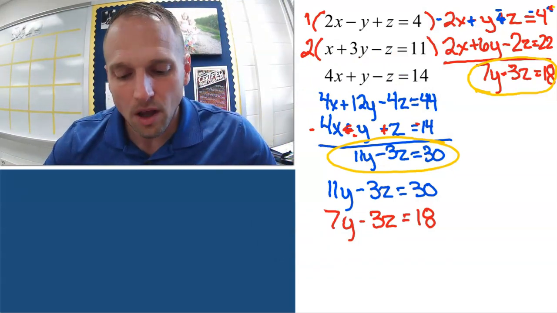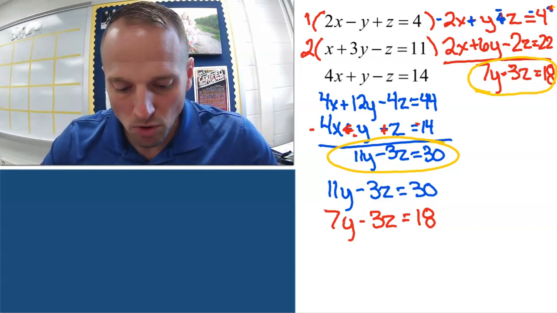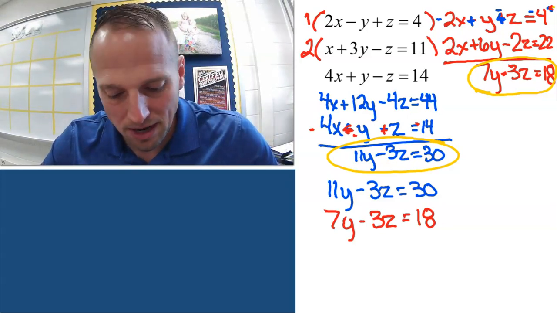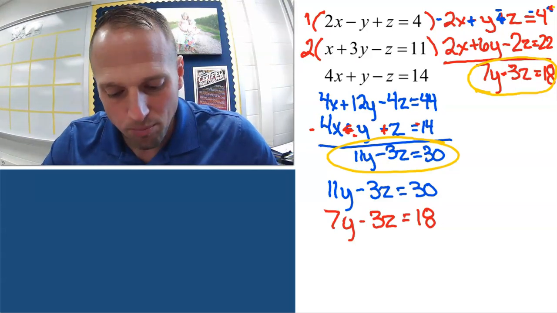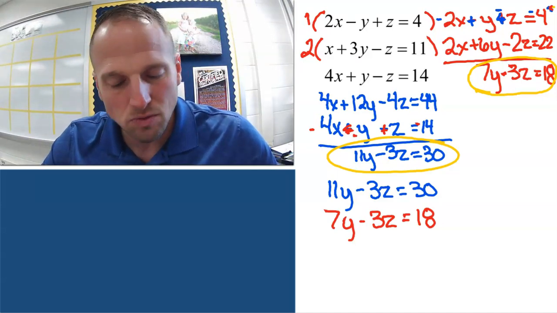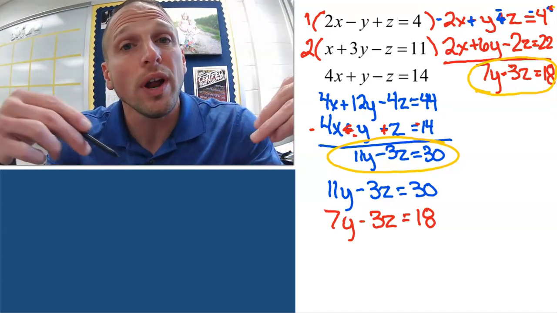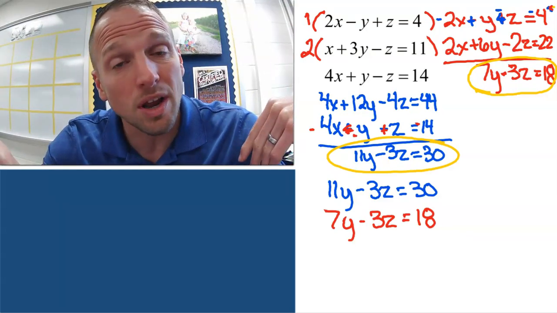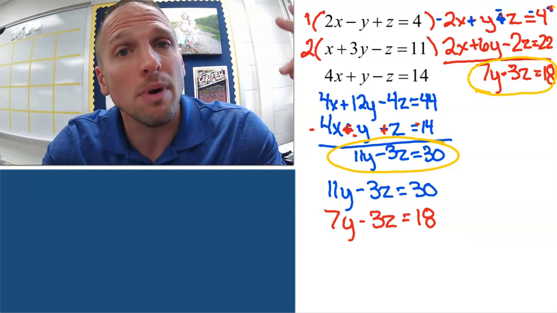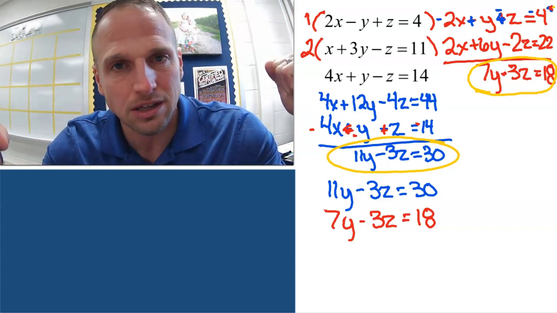First thing that we did was we chose the bottom two equations. And we multiplied the top by the bottom and the bottom by the top, and those were the blue ones. And then we ended up with that blue equation, 11y minus 3z equals 30. So we did the bottom two equations first. Then we went up and we did the top two equations, and that's what we did in red, multiplying the top by the bottom and the bottom by the top. And we ended up with 7y minus 3z equals 18.